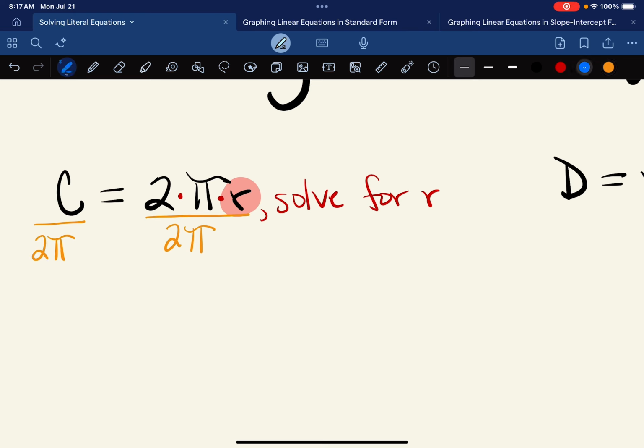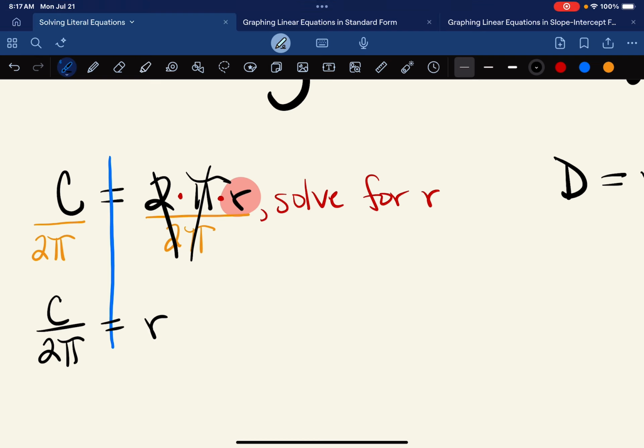And please remember, if you would like to, you are more than welcome to separate your equation with your vertical bar here to kind of keep everything straight, if you want to separate the two sides of your equation. Now, C and 2 pi are not divisible by the same values. We can't reduce them, so we just leave it as C divided by 2 pi equals. 2 divided by 2, of course, is just 1. Pi divided by pi is just, of course, 1. So 1 times r just gives us r.